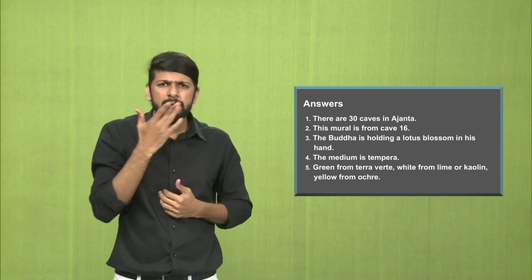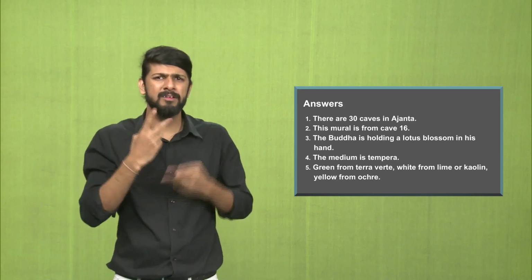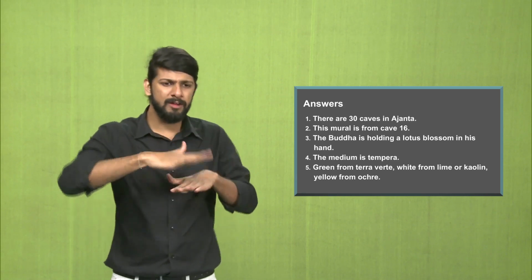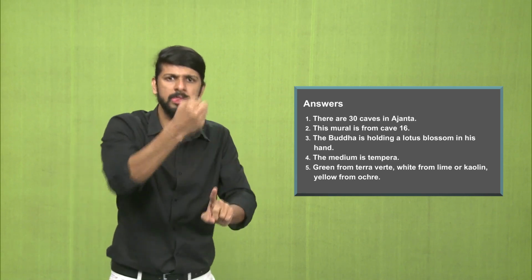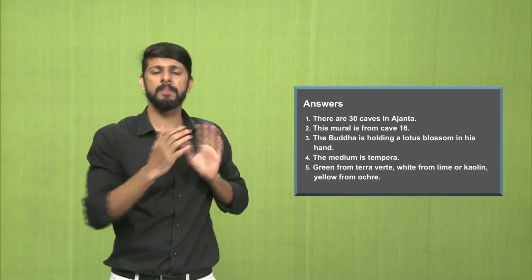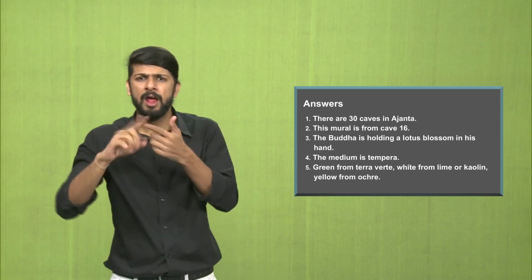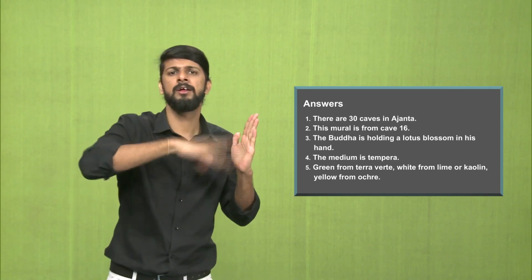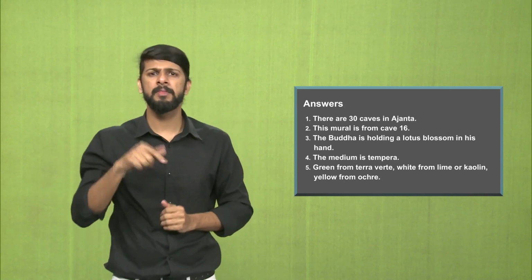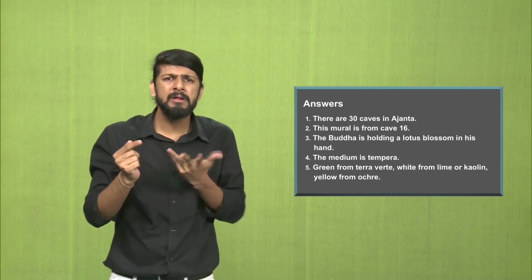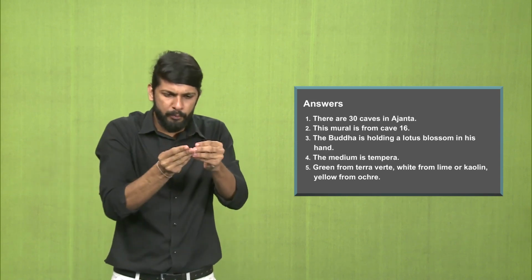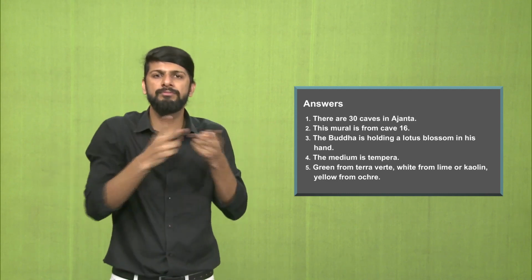The colors were obtained from various sources. So, the green was obtained from terravert, that is earth. White was obtained from lime, and the color yellow was taken from ochre, all natural sources.